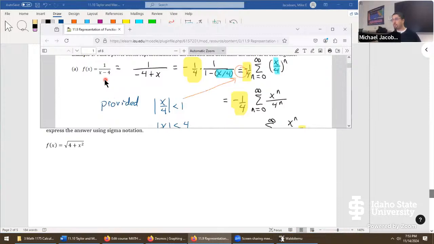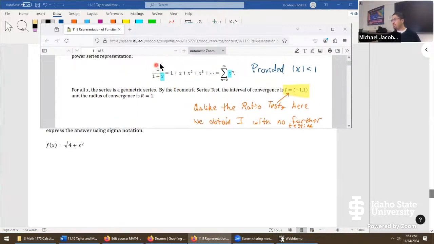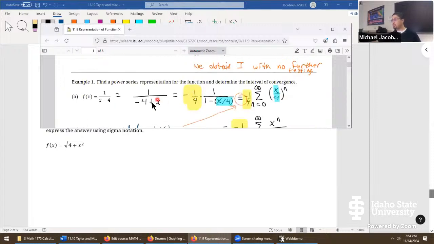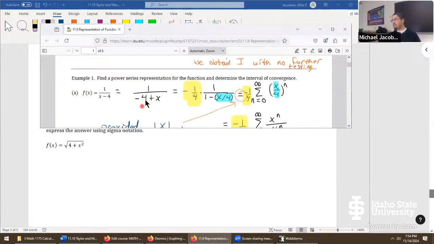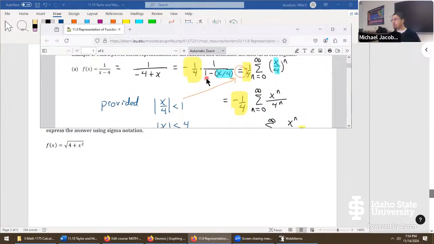We have something like 1 over x minus 4. We want to use the geometric series, this one right here, to write it as an actual legitimate power series, or Maclaurin series is what it truly is. So what we did was we rearranged it. We put it into the right format, so we have a 1 and then a minus. Take this and just plug it right into the formula right above.